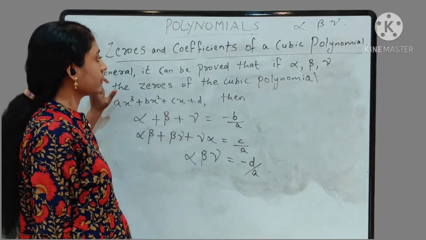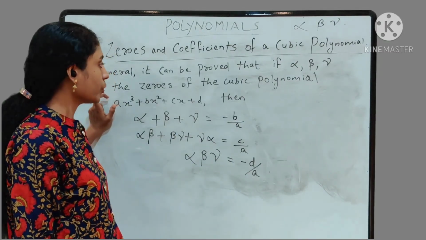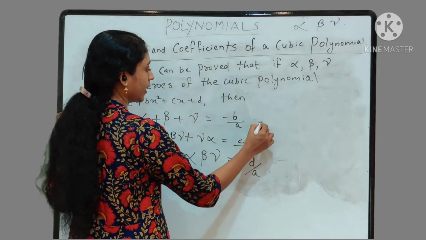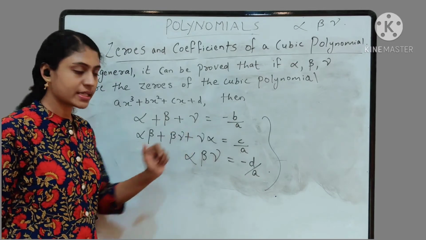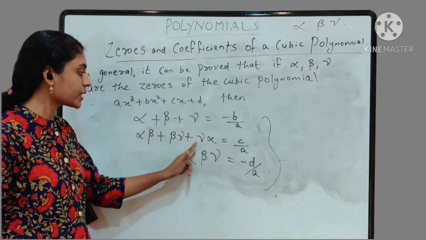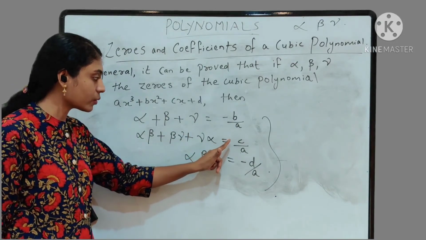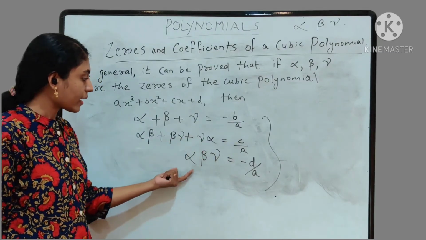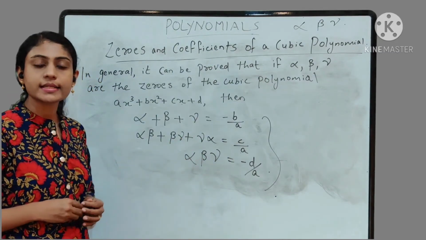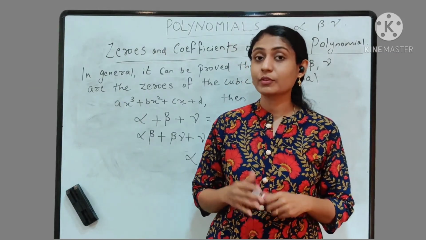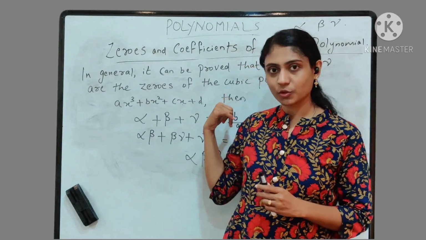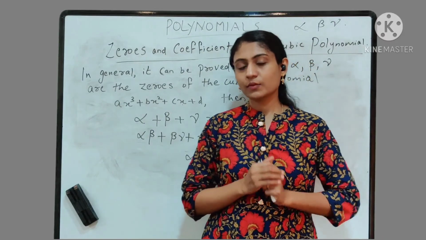So please write this point also in your notebook, and these three formulas are very important. Alpha plus beta plus gamma equal to minus b by a. Alpha beta plus beta gamma plus alpha gamma is equal to c by a, and alpha beta gamma equal to minus d by a. So that's all for today's class. We will do an example question in case of this cubic polynomial in the next video.